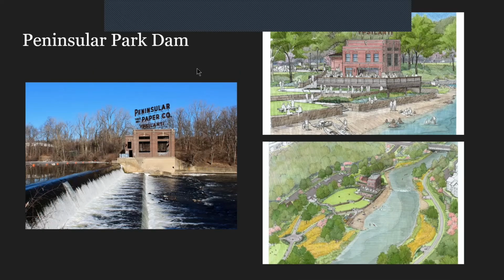This should look familiar. So this is obviously the Peninsular Park Dam. In 2017, the city of Ypsi started discussing possibly removing Peninsular Park Dam. And in 2019, the city council and residents of Ypsi approved the removal of the dam. They looked at the cost of maintaining and keeping it or removing it altogether. The cost of repairing the dam would have been around $850,000 to $1 million.